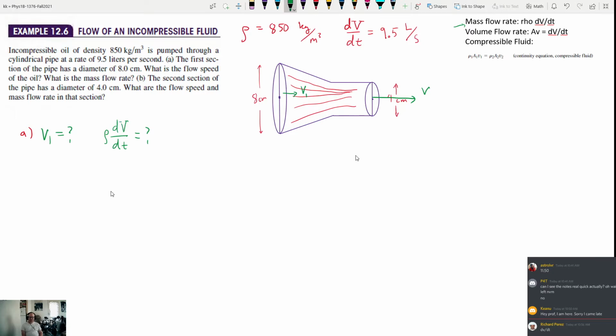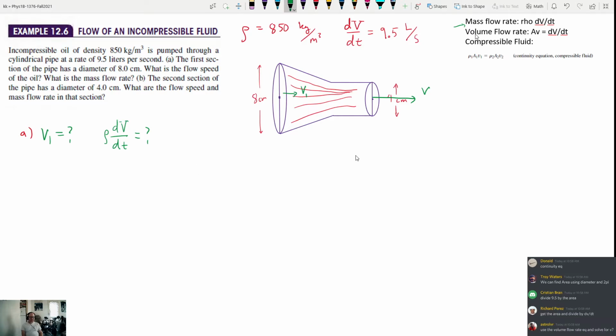So, what do we do for part A? How do you solve for V1? What do I need to do? How do I find the velocity of the fluid right here? Divide by the area. Get the area and divide by, yeah, that's right.